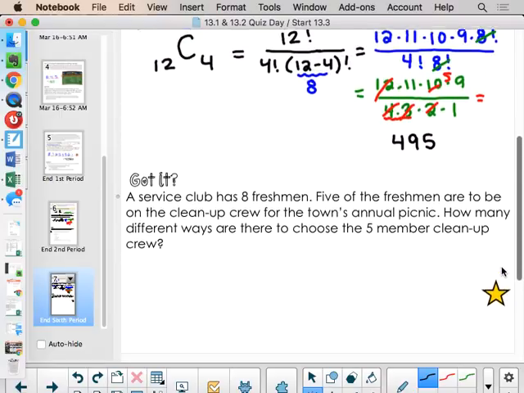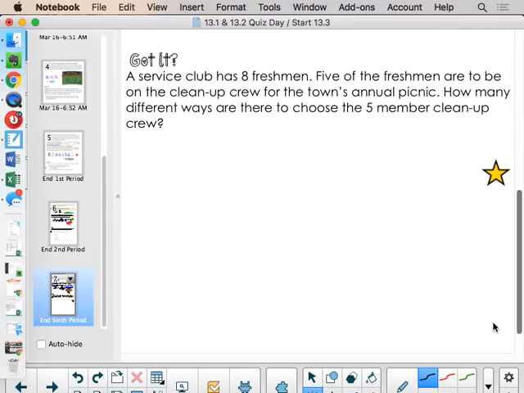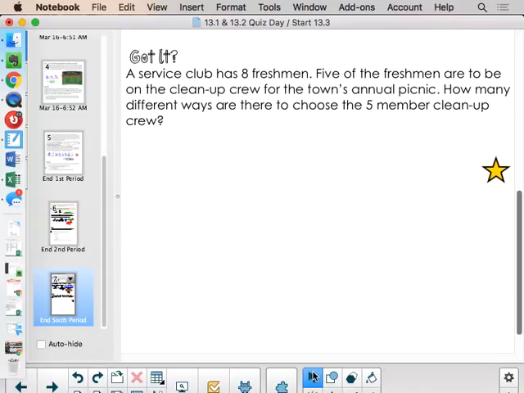What's the difference between combination and permutation? Okay, so let's read about it. It says a service club has 8 freshmen. 5 of the freshmen are to be on the cleanup crew. This is a combination, because I did not say you're scrubbing the deck, you're sweeping the floors, you're doing the dishes. I wasn't picky. I just said, hey, you're on the cleanup crew. So does it matter what order I say it in? Doesn't matter what order I say it in, so that's a combination.